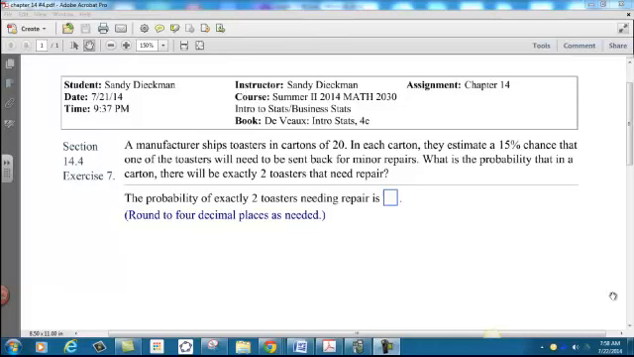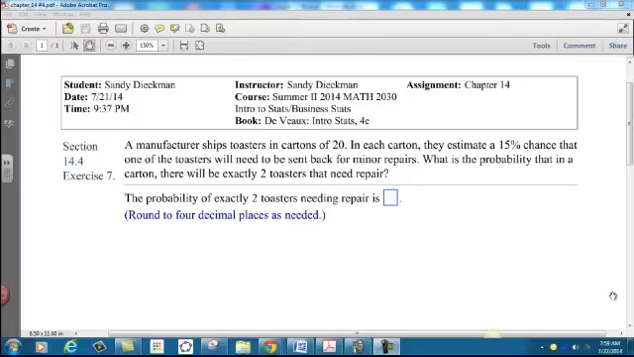This problem comes from Chapter 14. A manufacturer ships toasters in cartons of 20. In each carton, they estimate a 15% chance that one of the toasters will need to be sent back for minor repairs. What's the probability that in a carton there will be exactly 2 toasters that need repair?